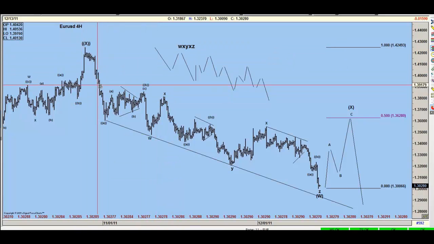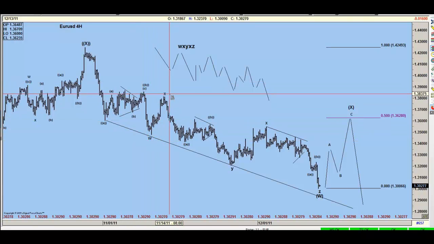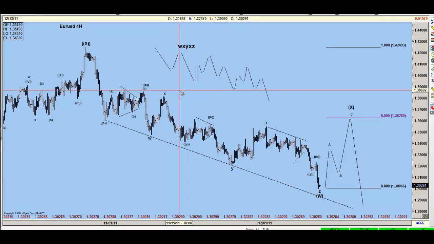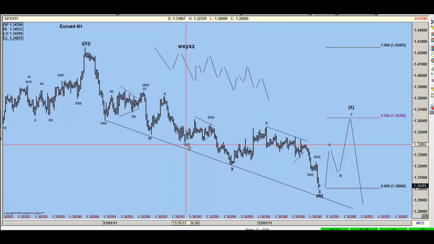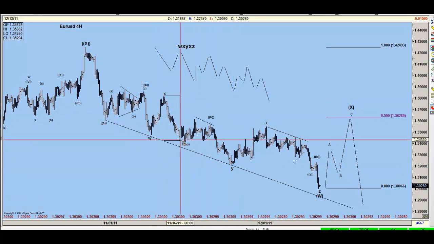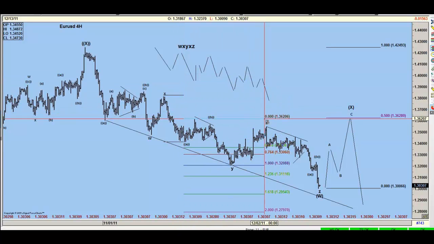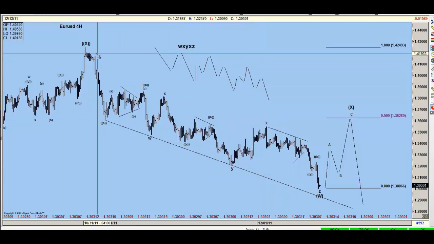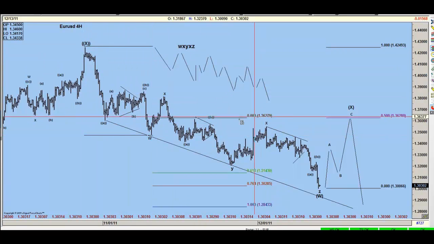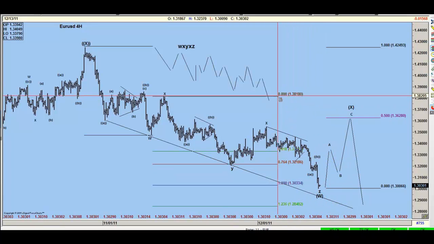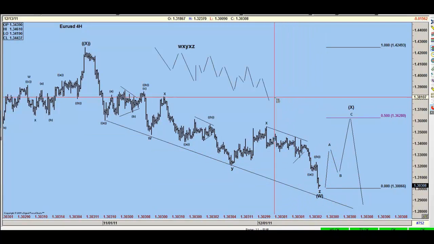All right? So we have A, B, C. This is W. And then you have a reaction back. This is X. And then from there, we have possible A, B, and C. Now, let's see if these two swings are related. A equals C. So, very interesting. And then this one also goes to the 76.4 of the first one.